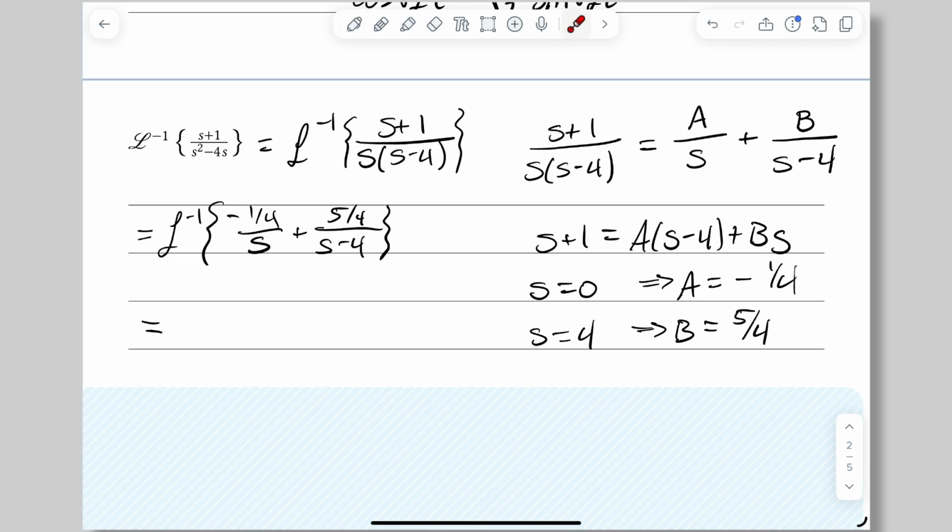The inverse transform of a fraction that looks like a constant over s is 1, right? So negative 1/4 over s inverse transforms to negative 1/4. If we had 1 over s minus 4, that would inverse transform to e to the 4t. That 5/4 comes along for the ride, so our final answer is negative 1/4 plus 5/4 e to the 4t.